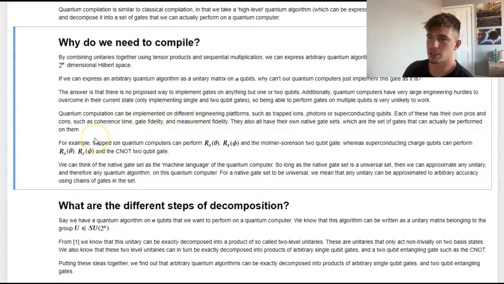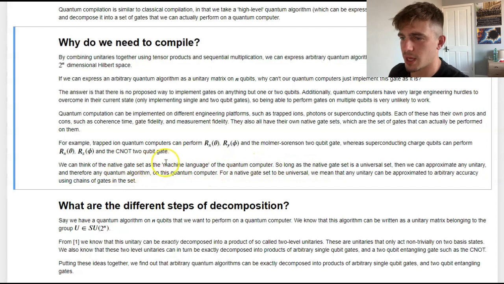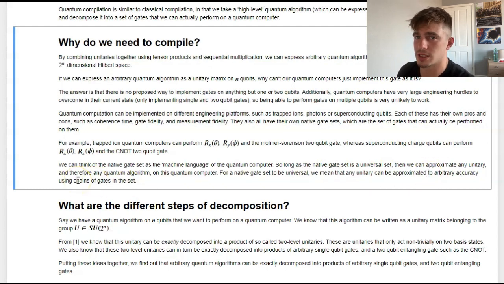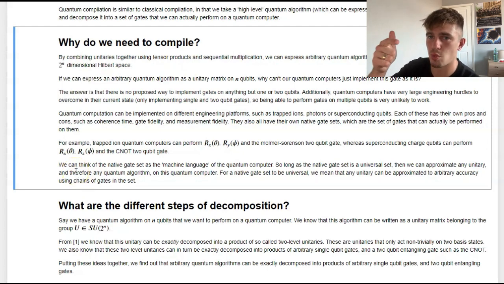So that means that we need to compile into different native gate sets. This native gate set needs to be what we call universal, which just means that any unitary can be approximated to arbitrary accuracy using chains of gates in the set. So if you give me rotations by x and y of arbitrary angle and a 2-qubit entangling gate.